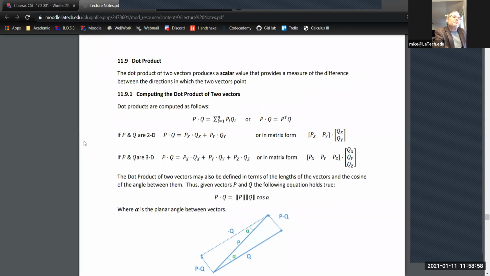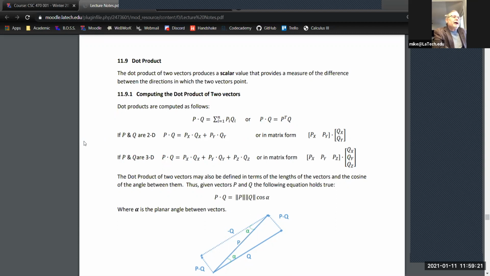Okay. Why is that going to be important? It's going to be important for a bunch of different calculations. When we start talking about lighting, it's going to be critical. When we start talking about polygon visibility, it's going to be critical. So dot products are our friend.